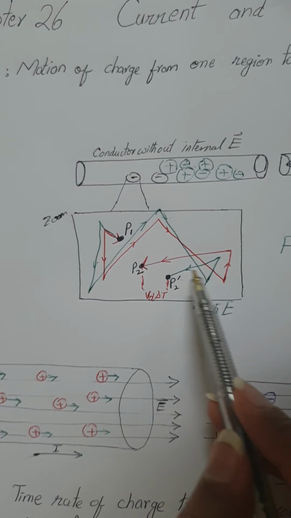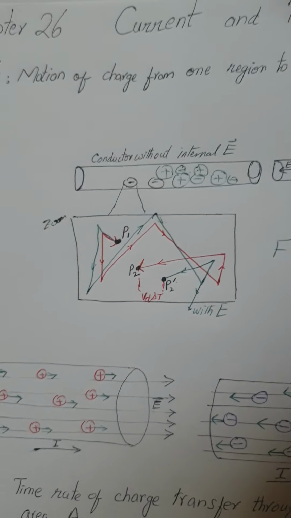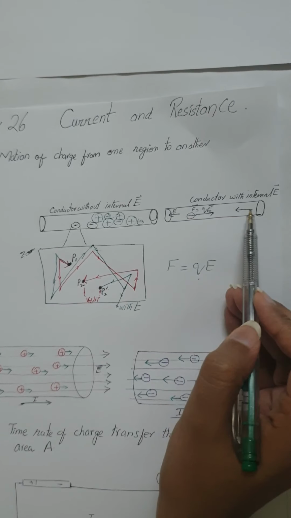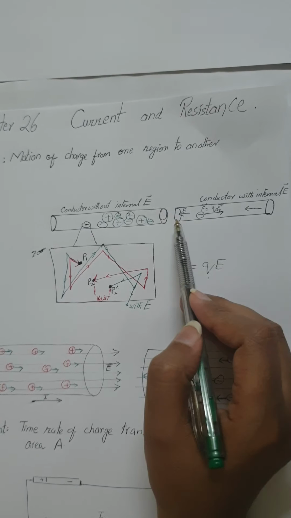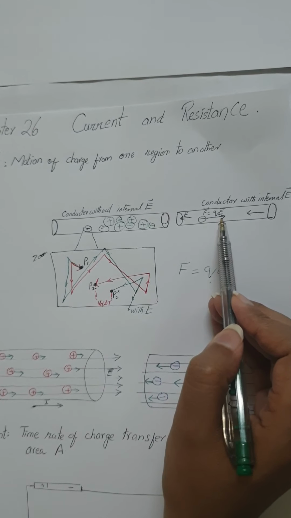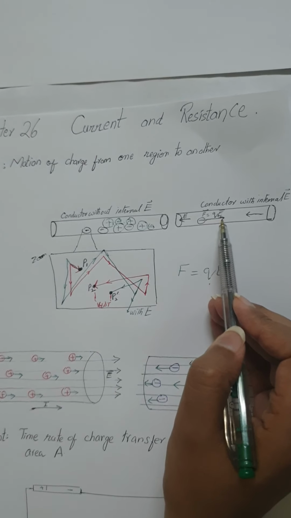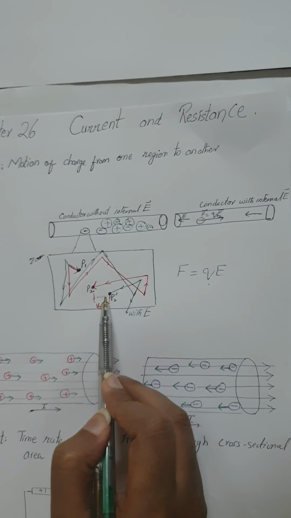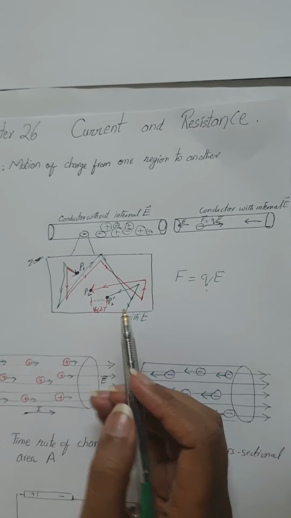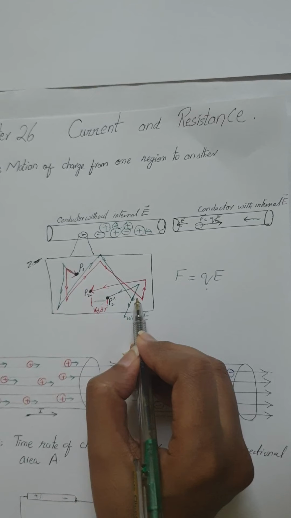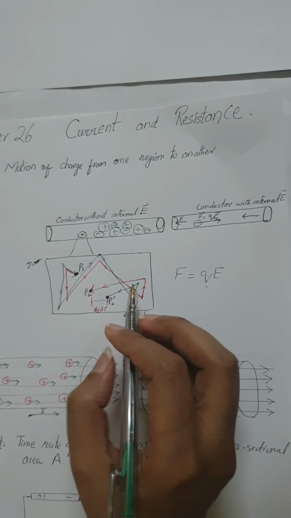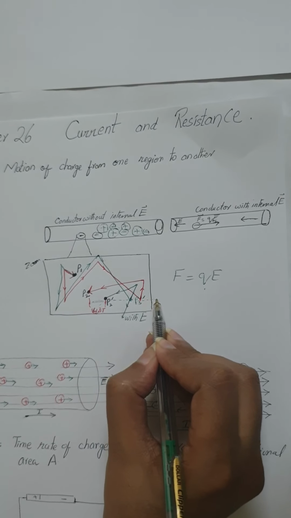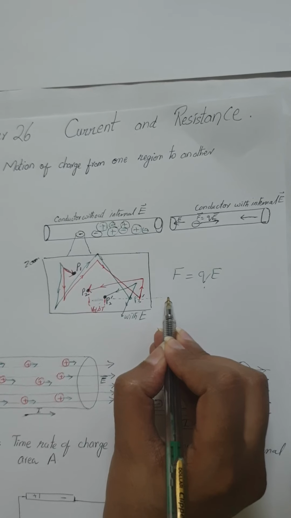The other point to be noted is this: when we applied the electric field, the electric field is towards the left-hand side and the force is towards the right-hand side. The charge is moving opposite to the electric field. Here the motion of the charge is opposite to the direction of the electric field. Let's suppose after some time this particle will reach point P3 dash, and it will continue until it reaches the desired point in the circuit.